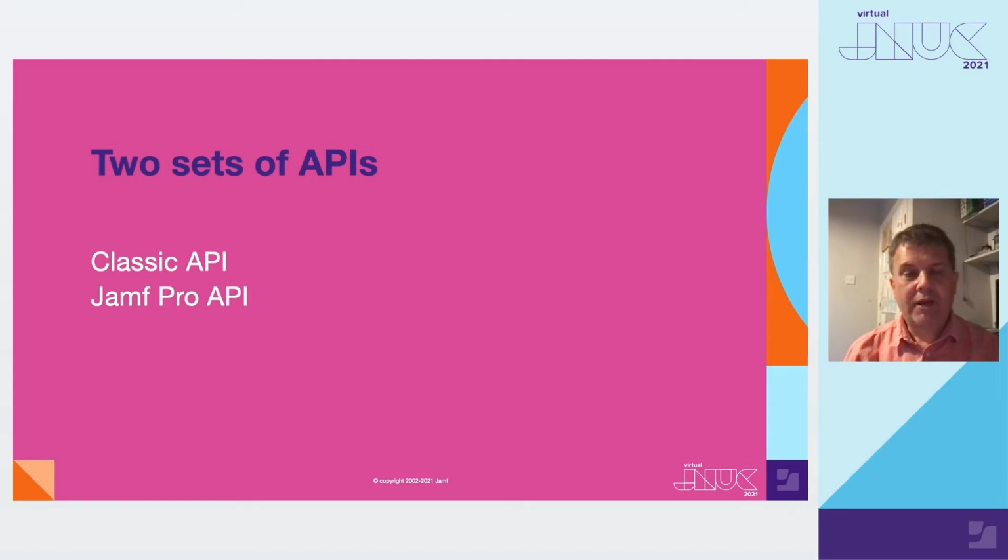So Jamf has two types of APIs with Jamf Pro. We've got the classic API, which has been around since day one, so this has a lot of the legacy functionality built into it. And there's also a new, more modern approach, which is the Jamf Pro APIs, which work slightly differently to the classic ones. So we'll look at both and the differences in how they work. We'll start with the classic one, and then later on we'll switch over to some examples with the Jamf Pro API.